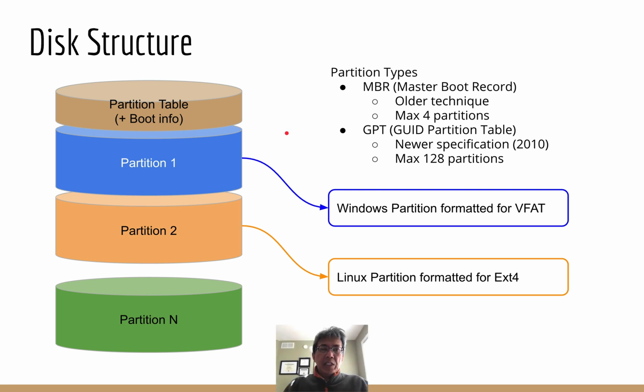Having multiple partitions allows you to install several different operating systems on the same hard disk. So for instance, in the first partition, you can format that partition using VFAT to install Windows, and maybe on the second partition, you can format that using the ext4 file system to install Linux.